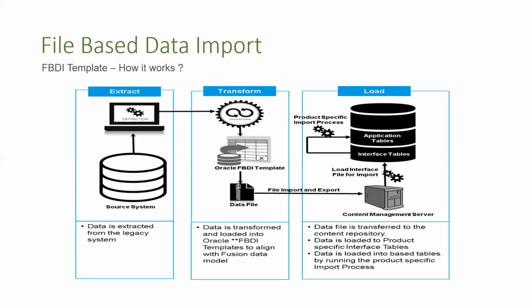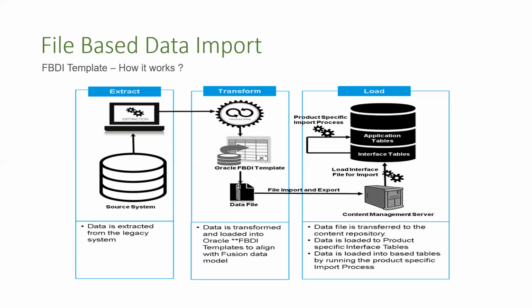Once the data has been populated in the FBDI template, there'll be a button called Save and Generate CSV file. Once you click Save and Generate CSV file, it generates a CSV file and a zip file out of that FBDI template.